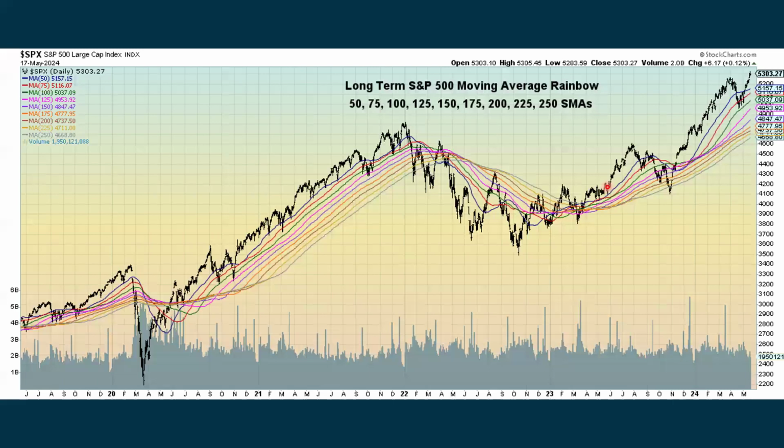A long-term rainbow chart going from 50 periods up to 250 periods. We came back down into the rainbow, but we weren't there long enough to really mess up the lines all that much. And now we're coming back up out of the rainbow, showing that the long-term trend is still looking positive.